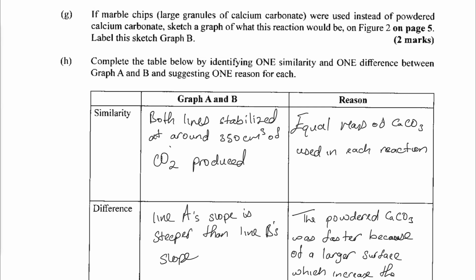And the difference here is that line A's slope is going to be steeper than line B's. The reason being is because the powdered calcium carbonate was faster because there's a larger surface area which increases the chance of collision. So the state will have something to do with the collision rate, which will then in turn make the reaction move a bit faster. Okay, moving right along.